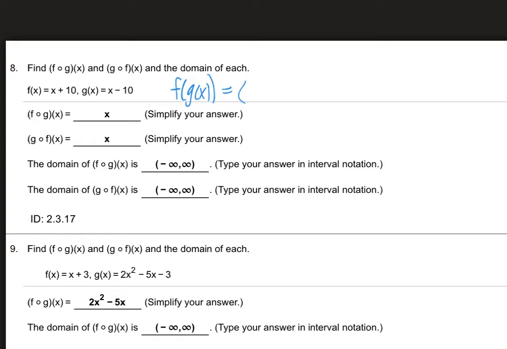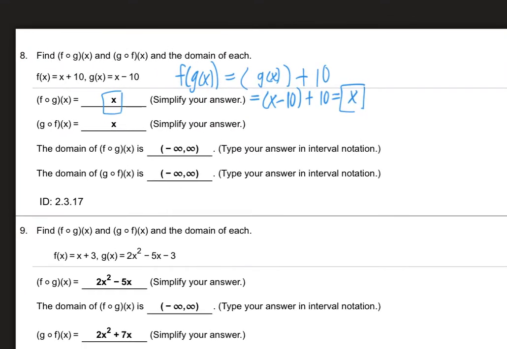Well, f of something is something plus 10. And where do I get that from? I get that from right here. F of something is something plus 10. So if f of something is something plus 10, then f of g of x must be g of x plus 10. And what is g of x? G of x is x minus 10. And this simplifies down into just x. So that's where we got this first answer.